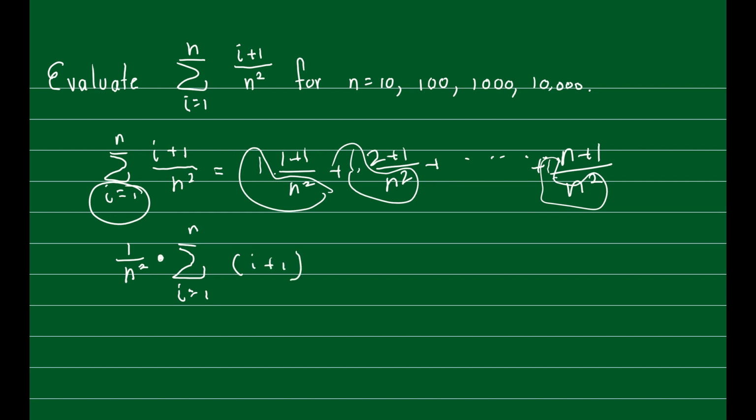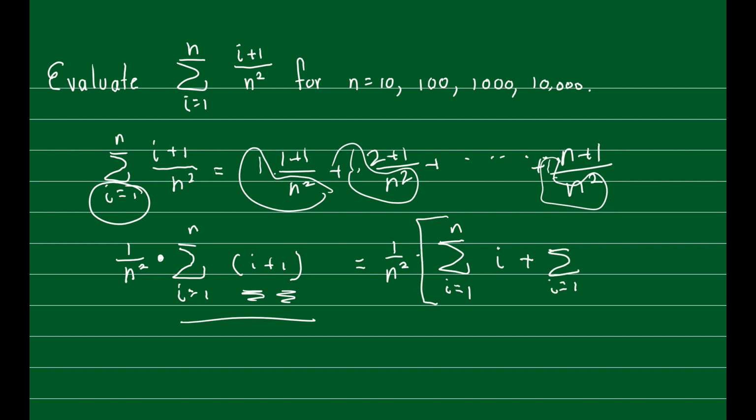And remember, this is also another property of summation. When you have two types of things, we can go ahead and separate them. So this is equivalent to 1 over n squared times the summation from i equals 1 to n of i, plus, big parenthesis, the summation from i equals 1 to n of 1.